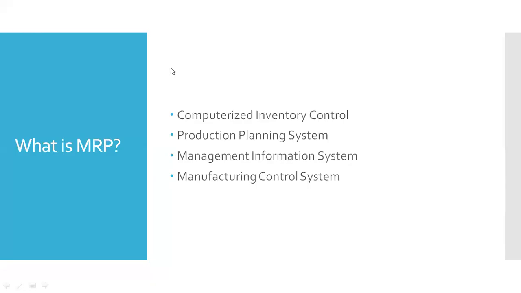Okay, student. So last time I was discussing the MRP with you, so let me do a quick revision. What is MRP? It is related to computerized inventory control. I told you about inventory, that it is a storage. Production planning system (PPS), management information system: how you can manage the information related to the MRP, and the manufacturing control system (MCS) that is related to the MRP.